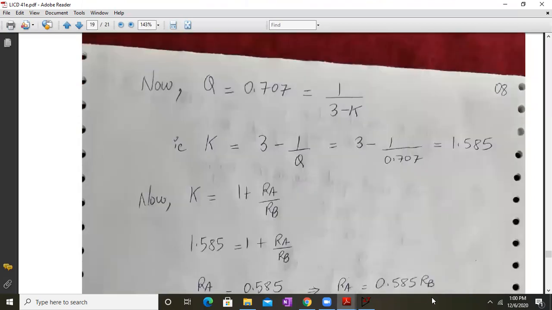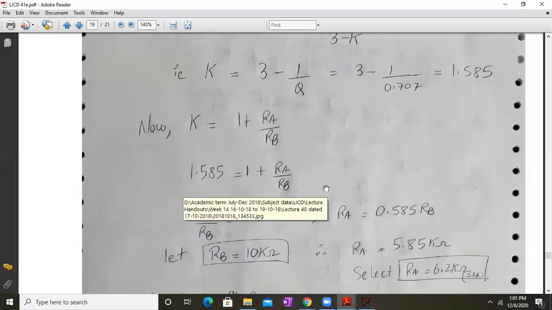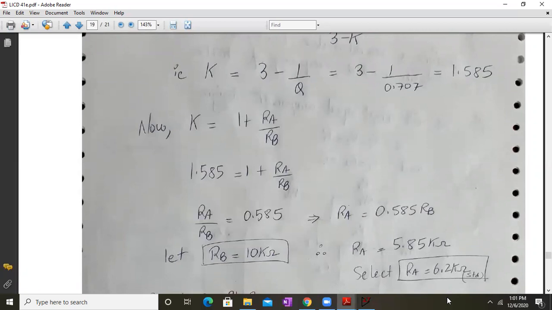Now the quality factor Q is given as 0.707 because it is a Butterworth frequency response, which is equal to 1 upon 3 minus K. So K will be 3 minus 1 upon Q. That number will come out to be 1.585. That means K, equal to 1 plus RA upon RB, is equal to 1.585. So RA is 0.585 times RB. Let's select the value of RB as 10K. So RA will be 5.85 kilo ohms, which is the nearest standard value 6.2 kilo ohms.